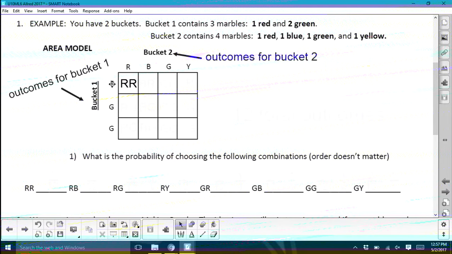So you picked a red marble from bucket 1 and a red marble from bucket 2. You could also pick a red marble from bucket 2 and a green marble from bucket 1. That's right. That could totally happen. You could even pick just the same thing again, since there's 2 green marbles in bucket 1. You could pick a red one and a green one from those 2 different buckets. So far, I've listed 3 outcomes: picking up a red marble from bucket 2, and then a red or a green from bucket 1. It's possible I could pick up a blue and a red.